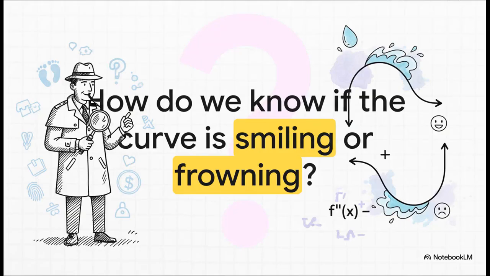You know, we've done some pretty fantastic work here. We can now find where any function is going up, where it's going down, and where its peaks and valleys are. But there's still one more piece to the puzzle, isn't there? In any of those increasing or decreasing sections, how is the curve actually curved? Is it shaped like a cup holding water, or is it spilling water? Is it smiling, or is it frowning? Well, that property is called concavity. And figuring that out, well, that's a job for the second derivative.